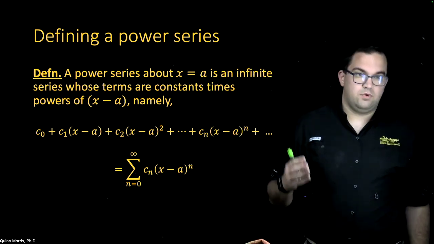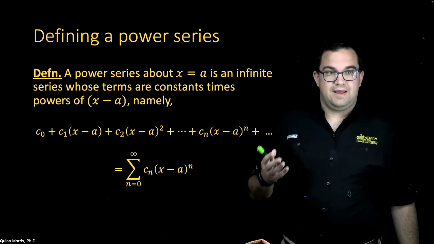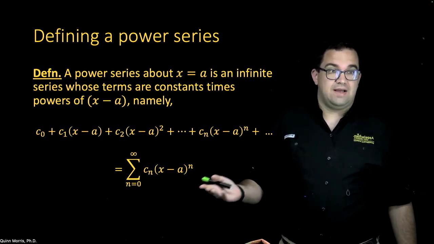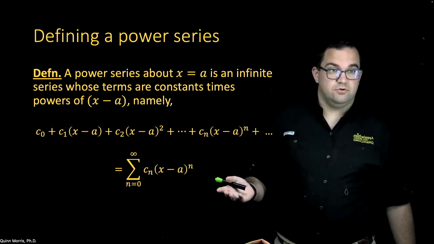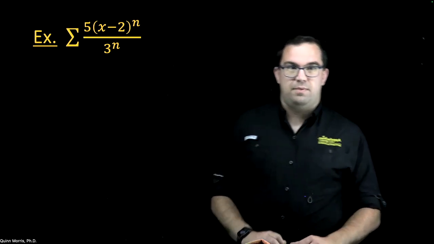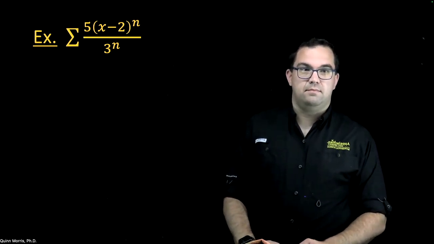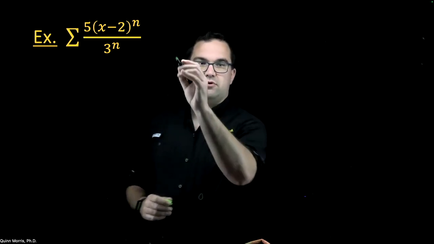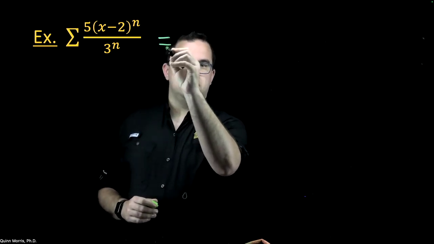Again, one of the key questions we're going to want to answer for these power series is: for what values of x do these series even converge? So let's look at another example. Imagine I give you the power series, the sum of 5 times x minus 2 to the n divided by 3 to the n. Now again, we may first want to rewrite this.